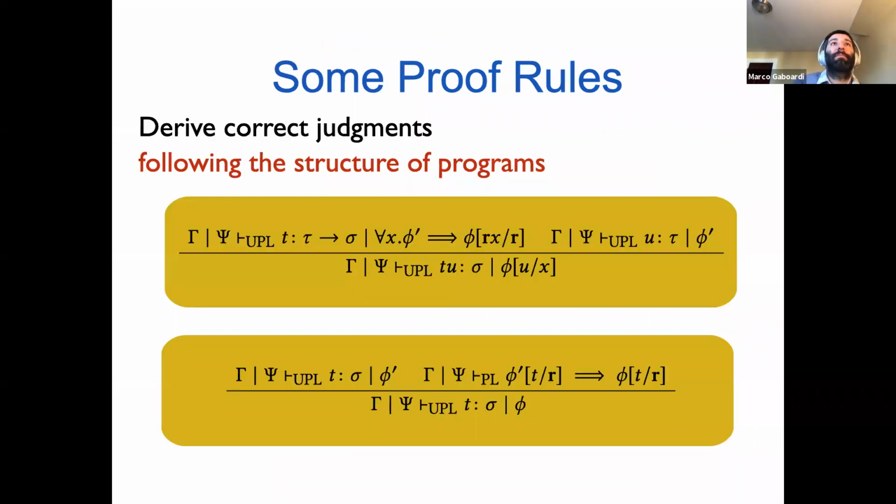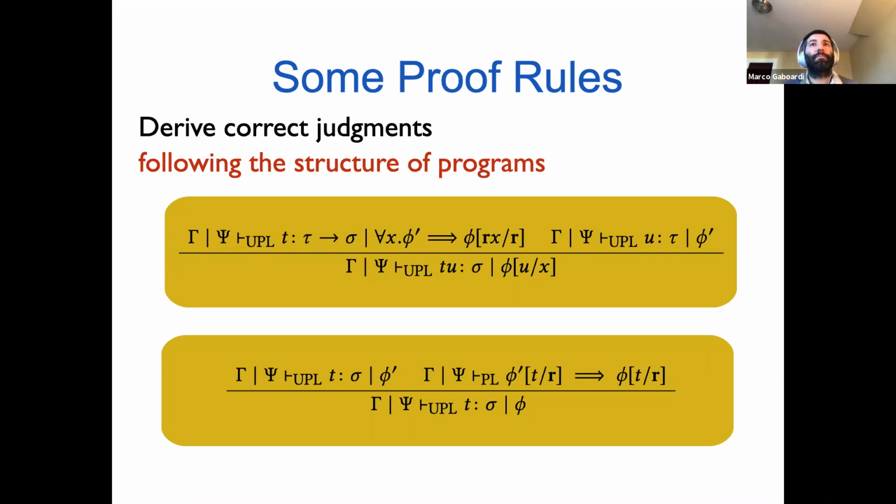Now, let me give you some proof rules. I hope they will not be too much, and you don't need to read all of them in detail. I want to give you a flavor of what kind of rules we have in this unary system. So the first rule, we use UPL to say the unary system.